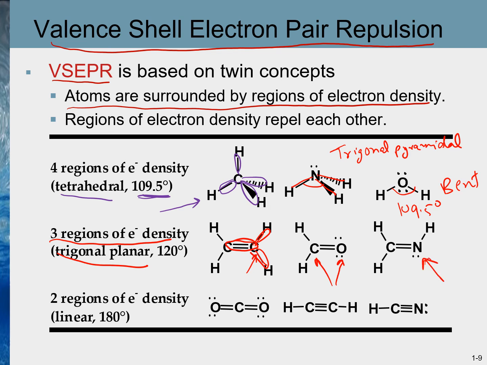If a molecule has 2 regions of electron density, then the shape is linear. The examples of linear shapes are shown here. In a linear shape, the bond angle is always 180 degrees. In trigonal planar, the bond angles are always 120 degrees.